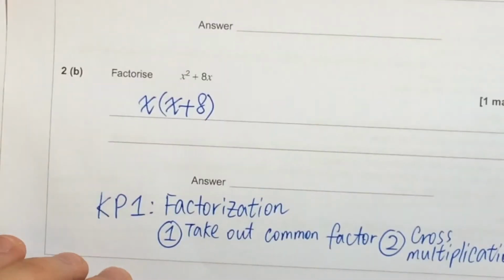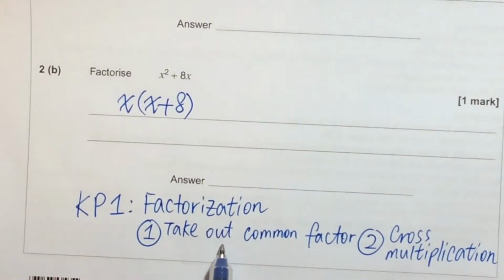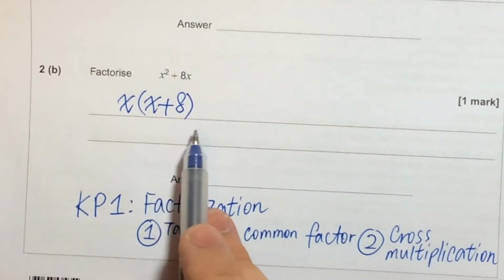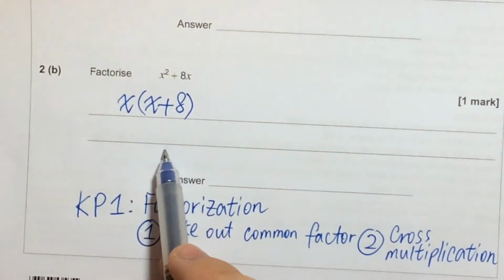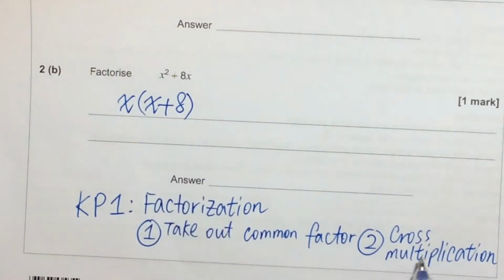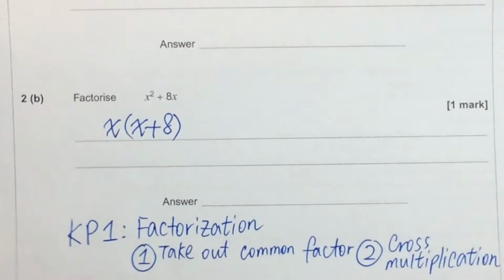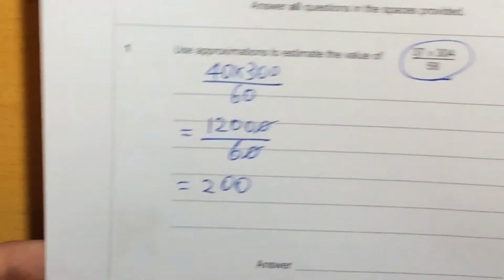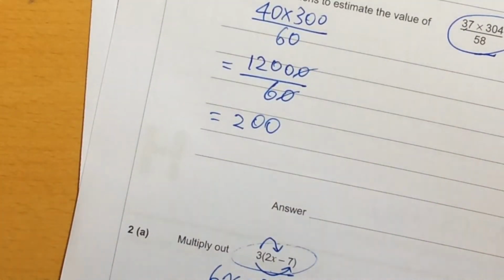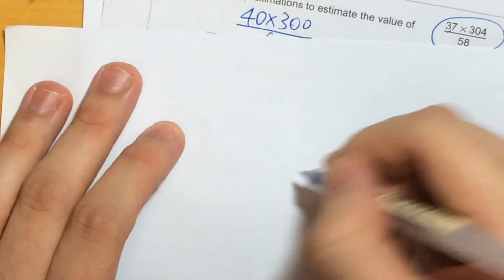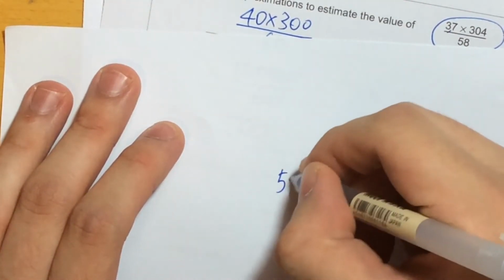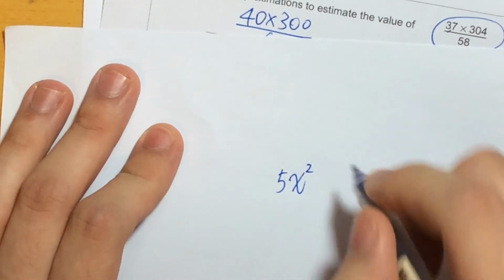And also remember another thing. After you take out the common factor, sometimes your answer doesn't really look this easy. Basically, sometimes you need to do cross multiplication, just like for one of the questions in this paper. What that means is sometimes you have stuff like this, maybe 5x squared.